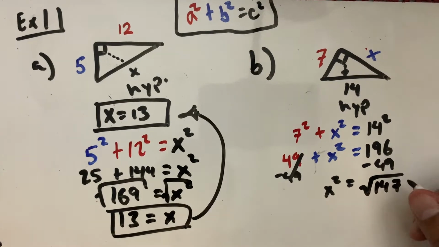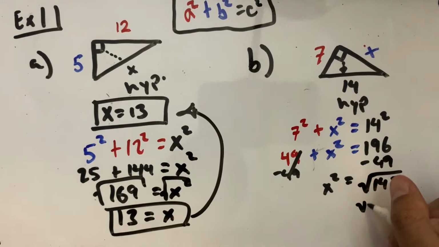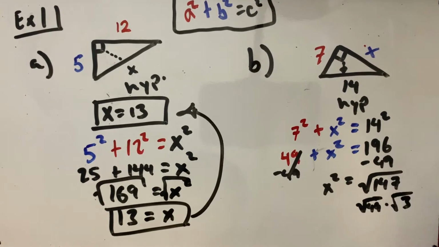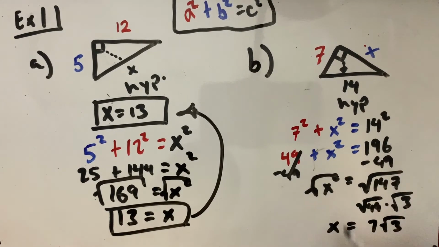So what perfect square goes into 147? That's going to be the square root of 49 times the square root of 3. It looks pretty yucky, but this is a 49 right here. The square root of 49 is 7. The square root of 3 is just going to be the square root of 3. So x is equal to 7 square root 3.